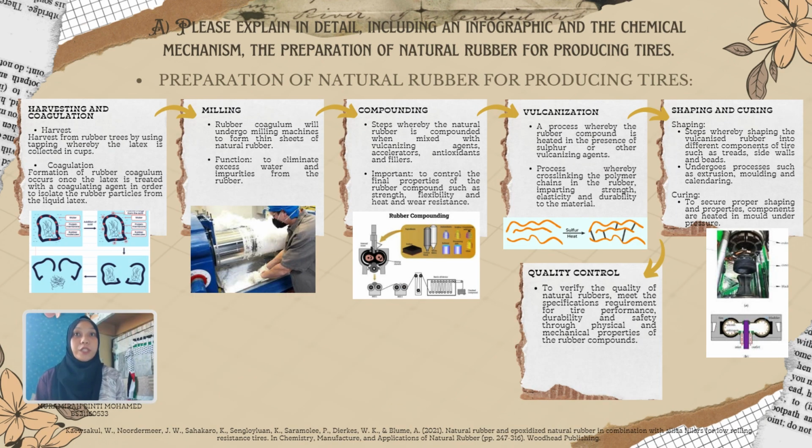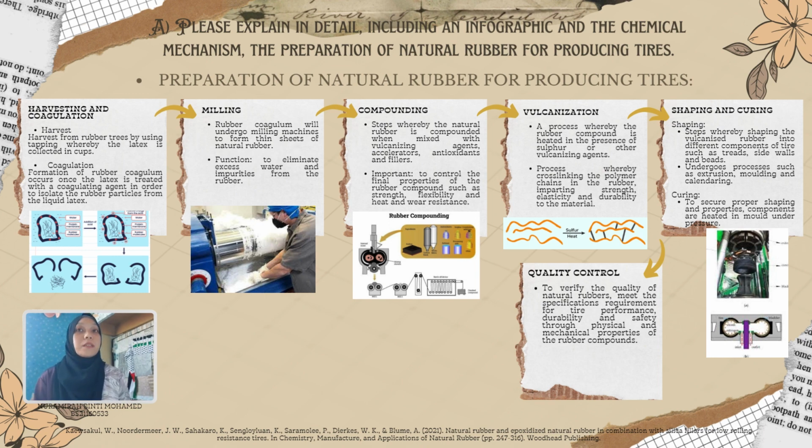We move on to the preparation of natural rubber for producing tires. In producing tires, there are six steps that occur. For the first one is harvesting and coagulation, whereby in the harvesting step, latex is harvested from rubber trees by using tapping, whereby the latex is collected in cups. For coagulation, formation of rubber coagulum occurs once the latex is treated with a coagulating agent in order to isolate the rubber particles from the liquid latex.